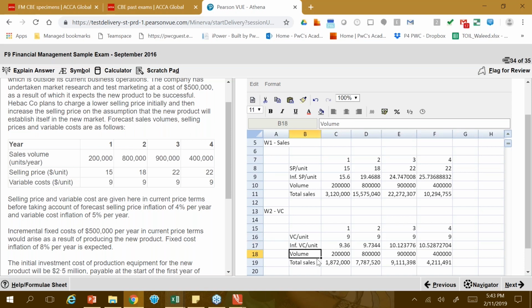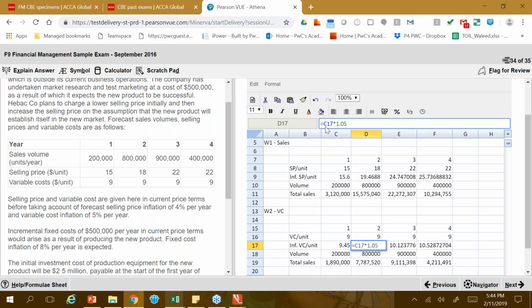I need to look at the inflation now, which is 5% inflation per year. So I will need to add the 5%. I'll need to change this one as well. Now what you can do is you can either change here 1.05 to the power of 2, 1.05 to the power of 3, 1.05 to the power of 4, or there's another way of doing this, and that way is that you can take the C17, and simply increase it by a further 5%.